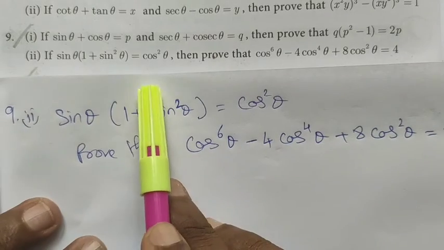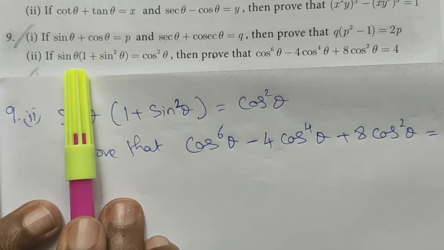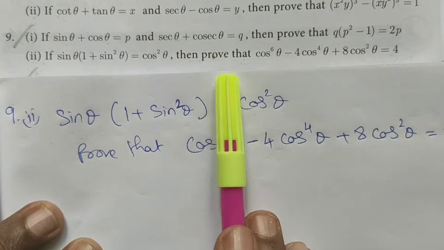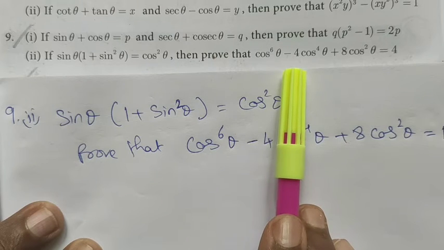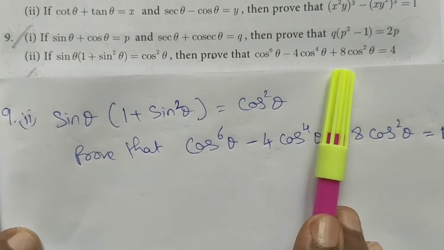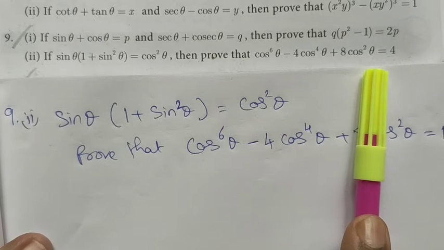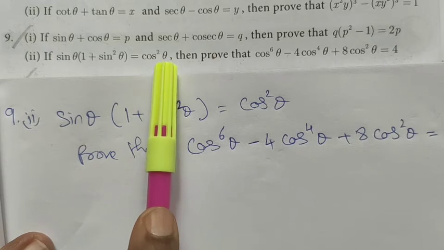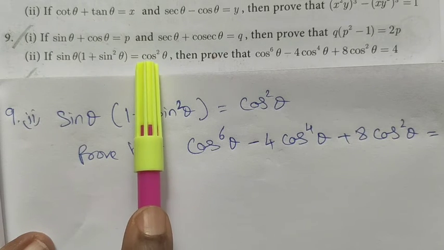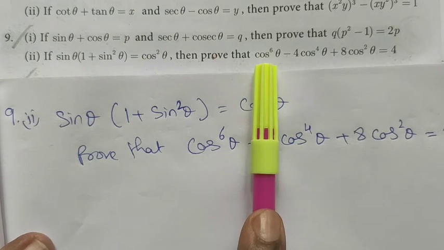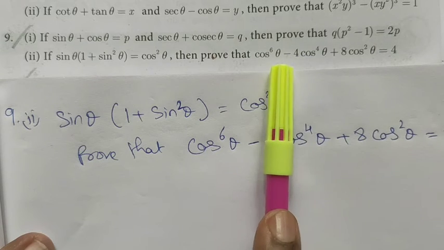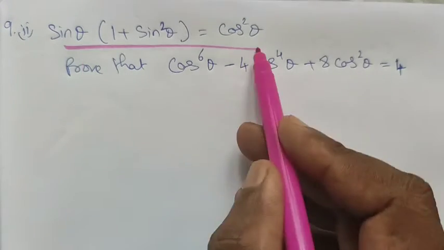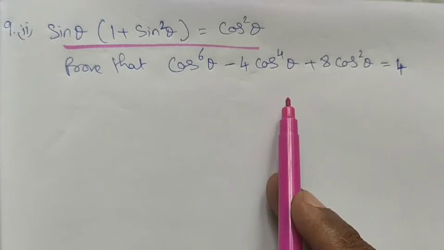Next we see the Roman number 2. If sin theta into 1 plus sin square theta is equal to cos square theta, then prove that cos power 6 theta minus 4 cos power 4 theta plus 4 cos square theta is equal to 4. So we have to show that, convert this term into this term, that LHS equal to RHS. We have to prove that.